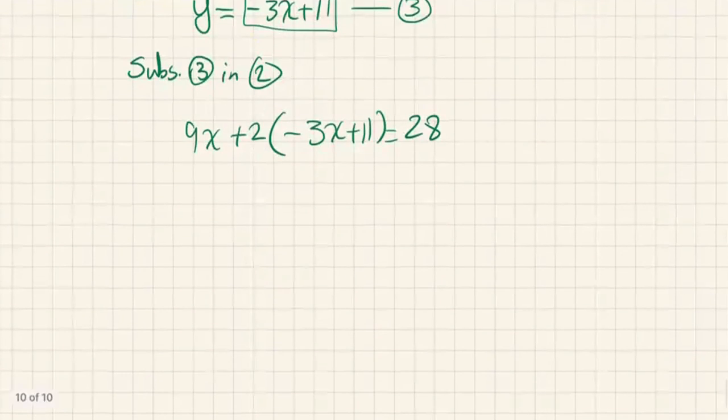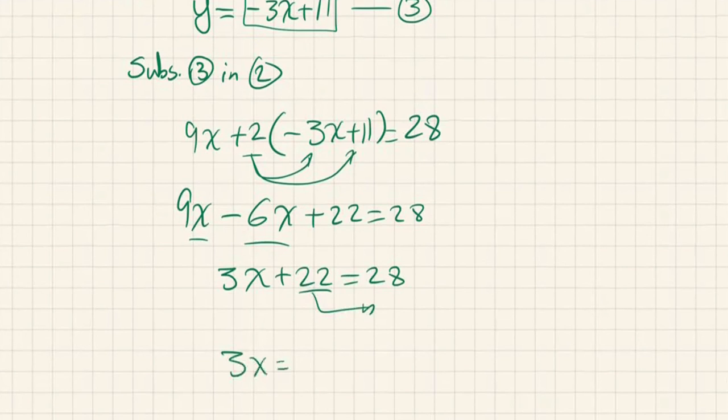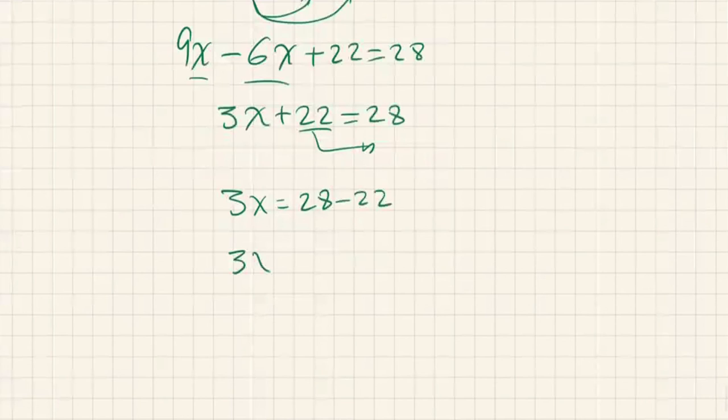Okay, so expand: 9x plus 2 times negative 3x is negative 6x, plus 2 times 11 is plus 22, equals 28. So now 9x minus 6x equals 3x, plus 22 equals 28. Shift 22 to the other side: 3x equals 28 minus 22, which means that 3x equals 6. Divide by 3, so x equals 2.